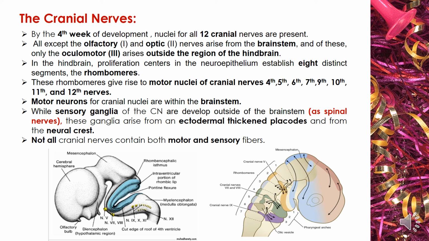The motor neurons of the cranial nerves are within the brain stem, while the sensory ganglia of the CNS are developed outside of the brain stem, like the spinal nerves. These ganglia arise from the ectodermal thickened placodes and from the neural crest. Not all cranial nerves contain both motor and sensory fibers.